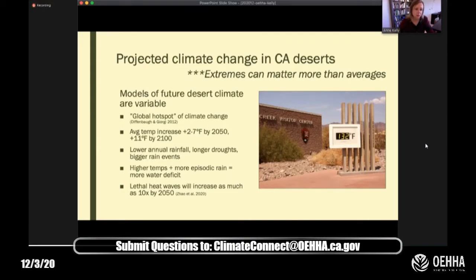So the point I'm trying to impress, and this is true for all of California, but especially the desert, is that it's the extremes of heat, cold, drought, and flood that really determine the inhabitants of our ecosystems, or rather who doesn't survive. So given all that, let's look at projected climate change.